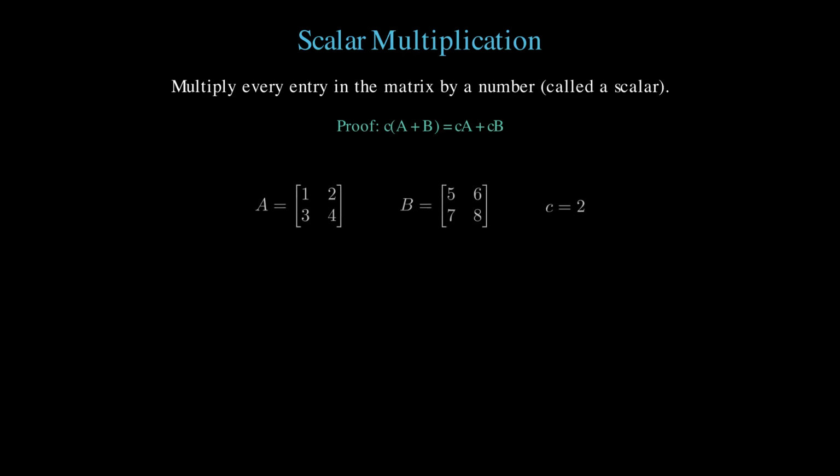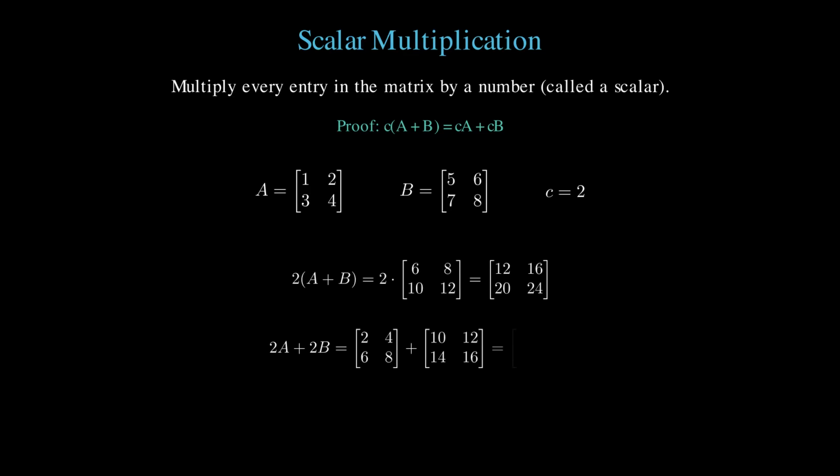Let's prove the distributive property. c times (A plus B) equals cA plus cB. Let's take A, B, and scalar c equals 2. On the left-hand side, we first add A and B, then multiply by 2. On the right-hand side, we multiply each matrix first, then add. Both sides give the same result. This proves the distributive rule.